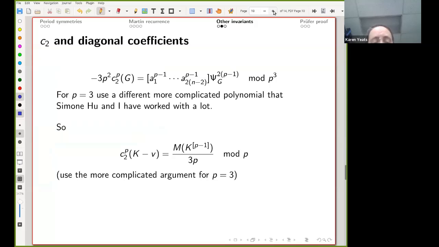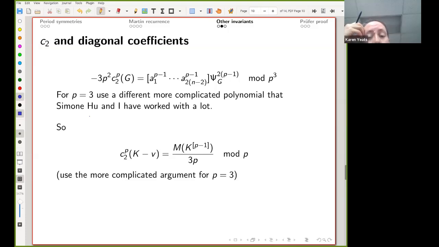Now, it turns out that C2 can also be expressed in terms of diagonal coefficients. And this is something that Simone Hu and I, who many of you know, had worked on quite a bit. It was one of the results from her master's thesis here, showing the completion conjecture for C2 just in the case when the prime P equals 2.